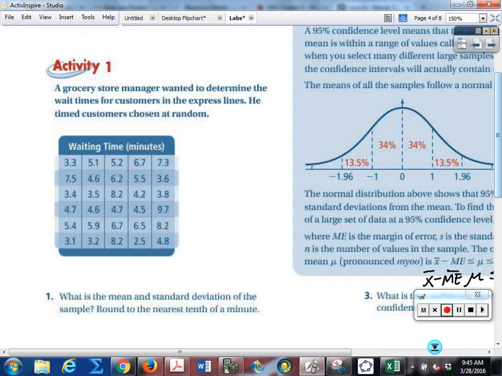You're going to do calculate one variable statistics, and you're going to find the mean and standard deviation, and we're going to find the other stuff that goes with it up here, the margin of error and the confidence interval. So you've got to put all those numbers in. I don't know if you can see them well, or you can just look up here and put them in.